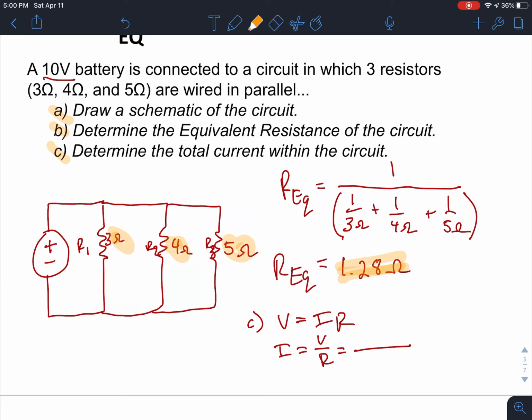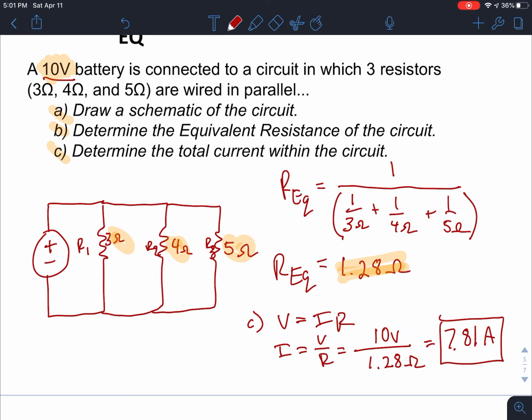We're told up at the top that our voltage is a 10 volt battery. So I'm going to put 10 volts divided by our resistance of 1.28 ohms. If we go 10 divided by 1.28, we get a current of 7.81 amps.